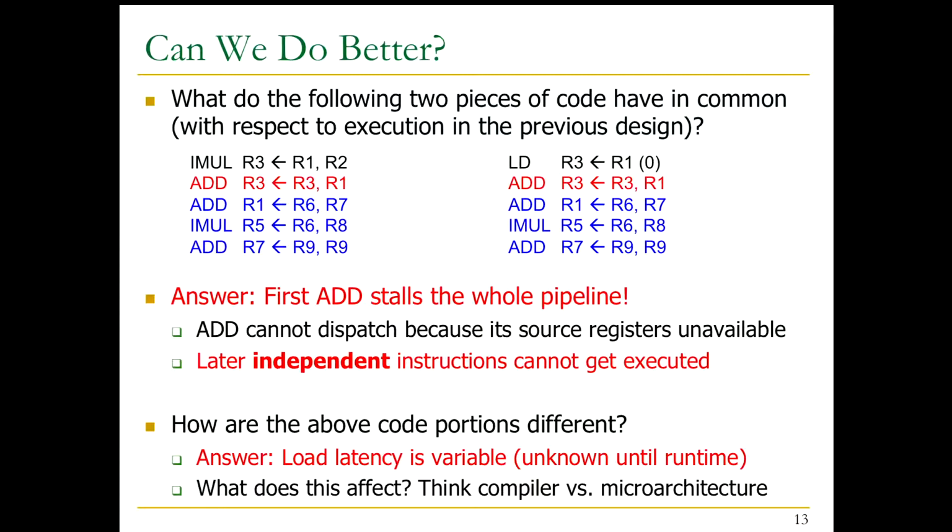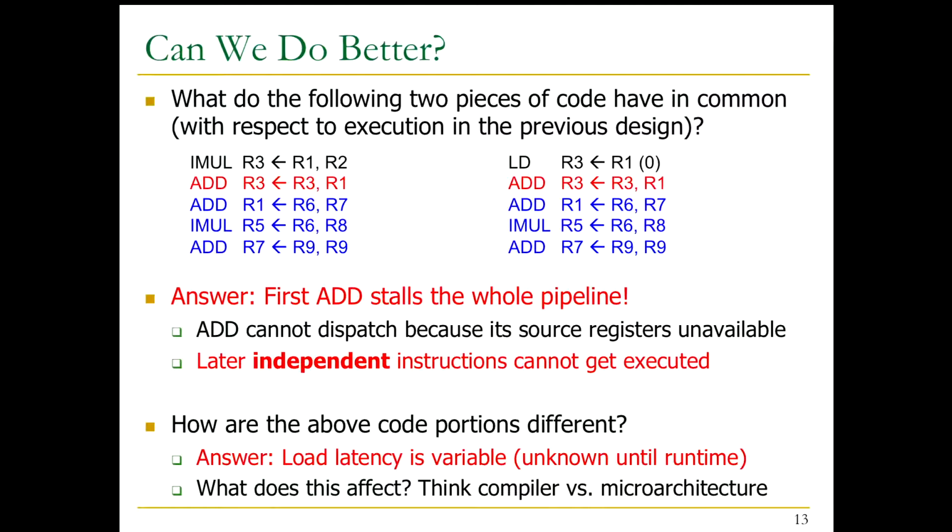The load latency is variable. It's unknown until runtime, because there are memory hierarchies, and a load may hit in the cache, hit in some other cache, or go all the way to memory. So your latency can vary all the way from 1 or 2 cycles to 1,000 cycles. Whereas multiply latency, let's assume that it's fixed always. It's 5 cycles, let's say.